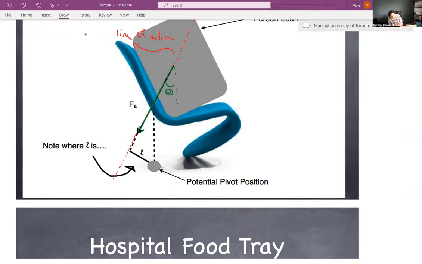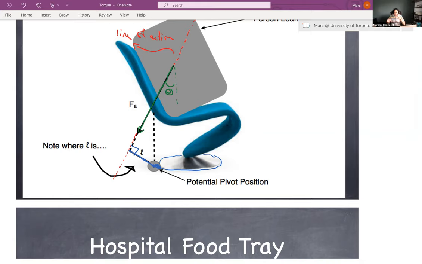Now obviously if the chair was going to tip, it would obviously tip. Here's the base, it might be hard to see. Here's the base of the chair. It would obviously pivot at the base, right? At the rear end there of the chair. So I connect the pivot point to the line of action such that they intersect at a 90 degree angle.